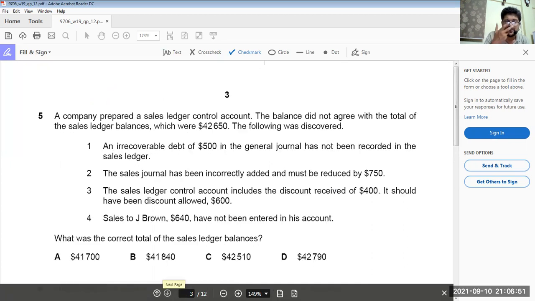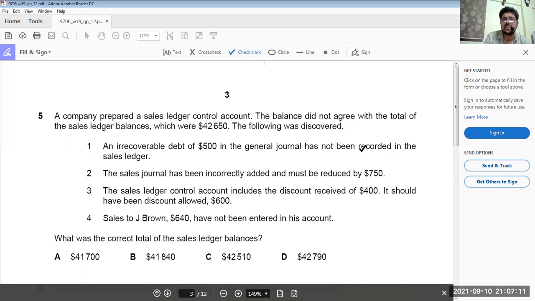Move. Okay. A company prepared a sales ledger control account. The balance did not agree with the total of sales ledger balances, which were 42,650. Okay. Now, irrecoverable debt of 500 has not been recorded in the sales ledger, so minus 500. Bad debts. Okay. The sales ledger has been incorrectly added.